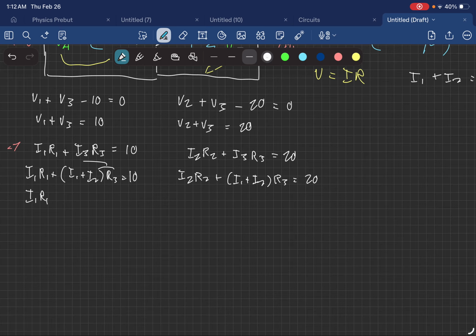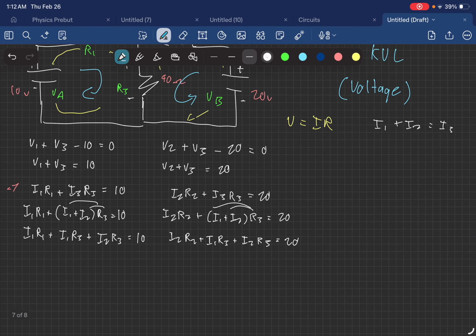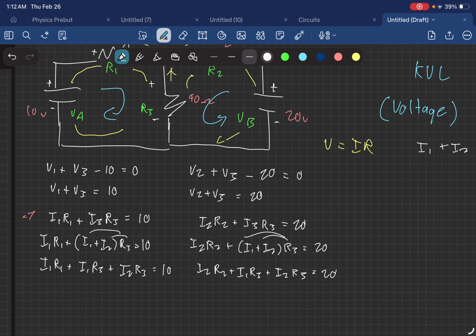I1, distribute. So it's going to look like I1 R3 plus I2 R3 is equal to 10. Next, the other equation, I2 R2 plus distribute I1 R3 plus I2 R3 is equal to 20. Alright, what next?